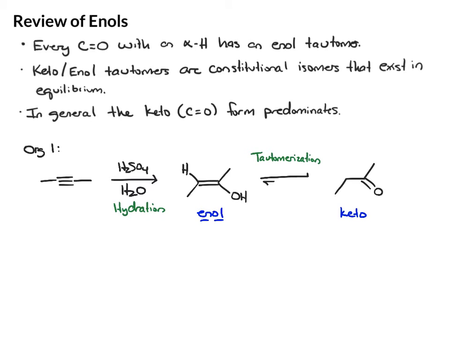So why does the keto usually predominate? Well, the carbon-oxygen double bond is stronger than the carbon-carbon double bond. So the carbon-carbon double bond is approximately 103 kcals per mole, while the carbon-oxygen double bond is approximately 172 kcals per mole. That bond strength drives this equilibrium to the keto isomer.